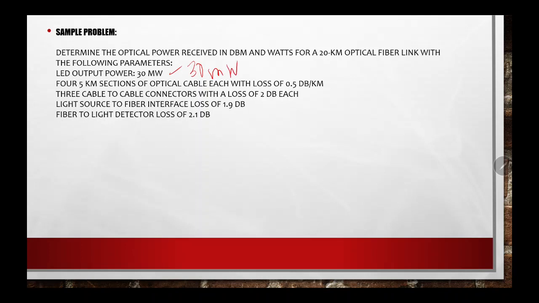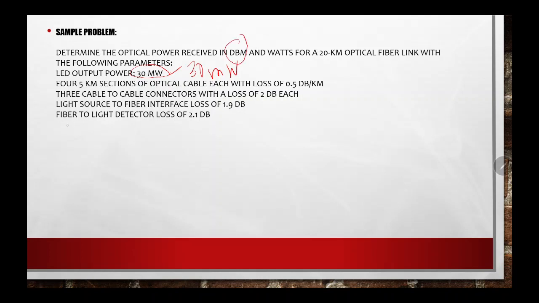milliwatts. And then meron ka daw 4 or 5 kilometer sections of optical fiber cable, each with loss of 0.5 dB per kilometer. And then may 3 cable-to-cable connectors na may loss na 2 decibels each. Light source to fiber interface loss na 1.9 dB. And fiber to light detector loss of 2.1 decibels. So halos lahat ng given naka-decibels except for the output power. So ang gawin na lang natin, convert na lang natin yung LED output power into dBm. Kasi yung kailangan sagot natin naka-dBm.